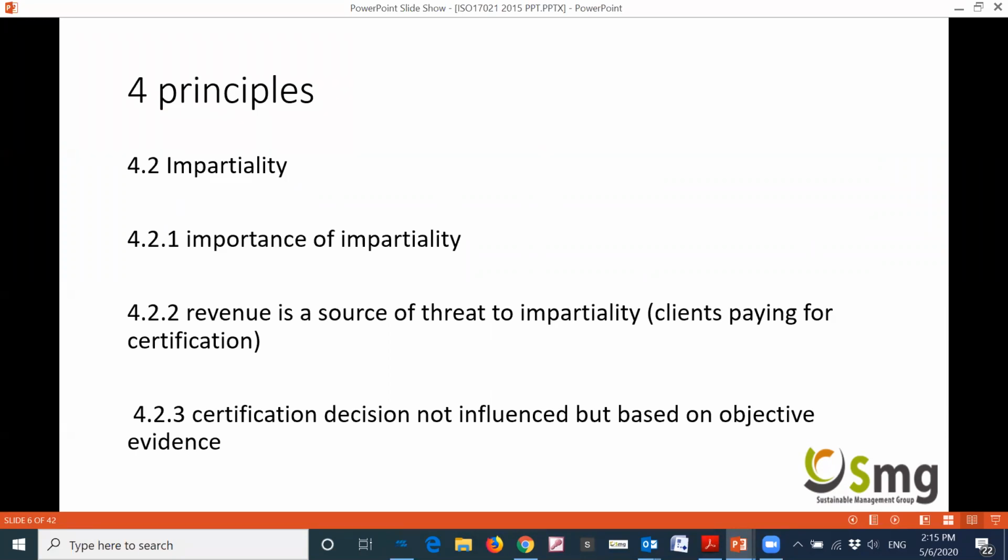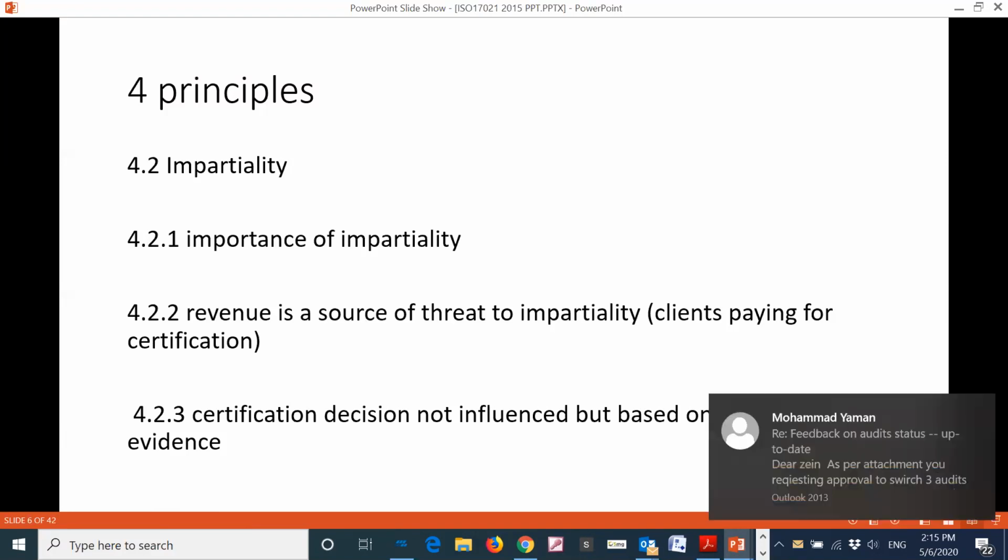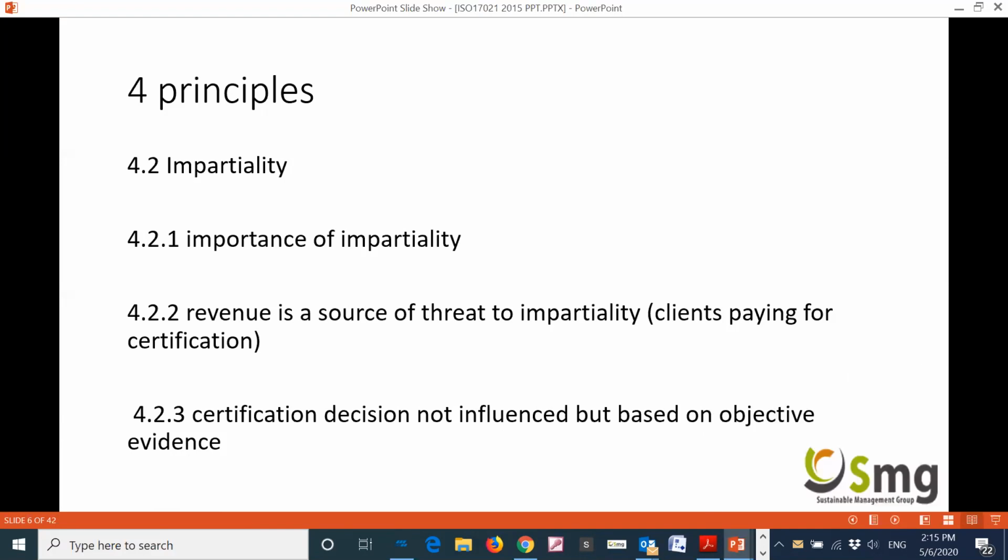They base their business on objective evidence, and everyone in the organization understands. Everyone in the certification body, every person working in the certification body, understands the importance of impartiality. They know what impartiality means. That's very important, because if they don't understand that, it would be really risky. It puts the certification body at risk.